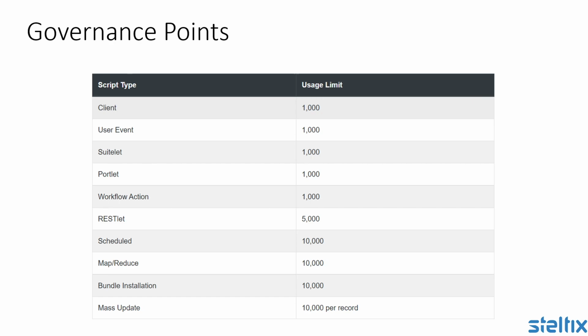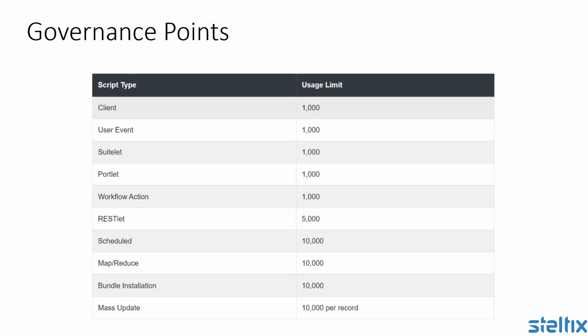So, for example, a client script only has 1,000 points. If you exceed 1,000 points in your client script, your code will fail and you will get the error message. You have a lot more points with RESTlets, for example. So a RESTlet, as we said, we would be using if we were communicating with a shopping cart, for example. So say we are getting all of our products from our shopping cart. That will return maybe 1,000 records.